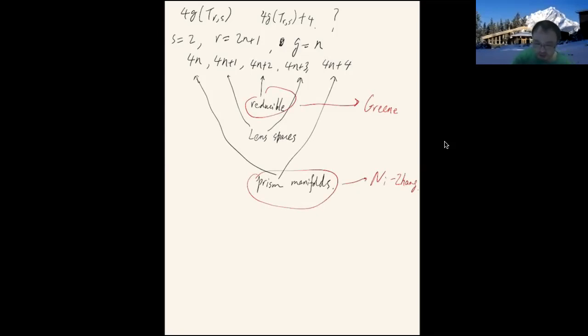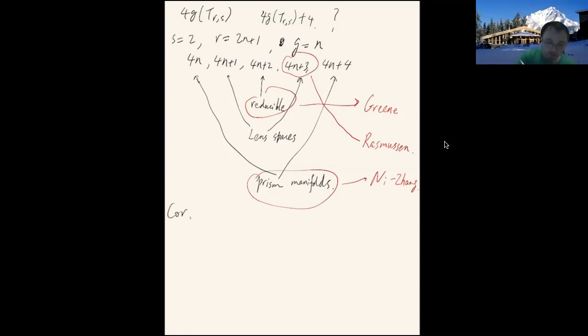And for lens spaces, the case 4n+3 was already known by Rasmussen, that 4n+3 are characterizing for lens spaces. So the only remaining case which was not in the literature was the case 4n+1.